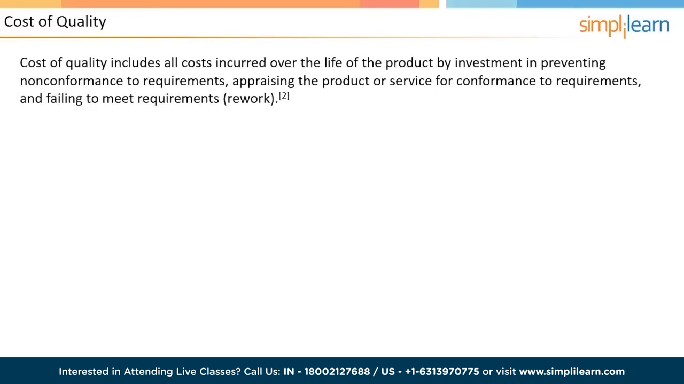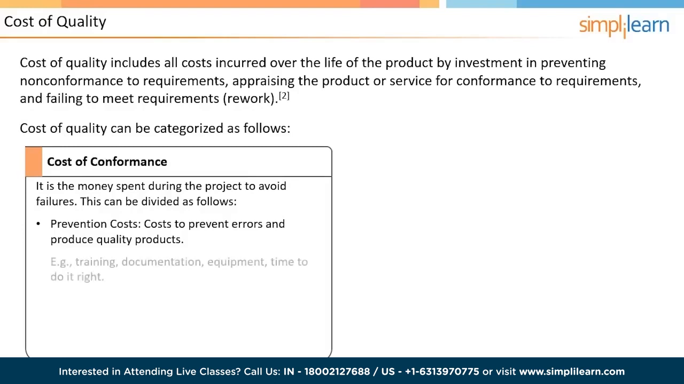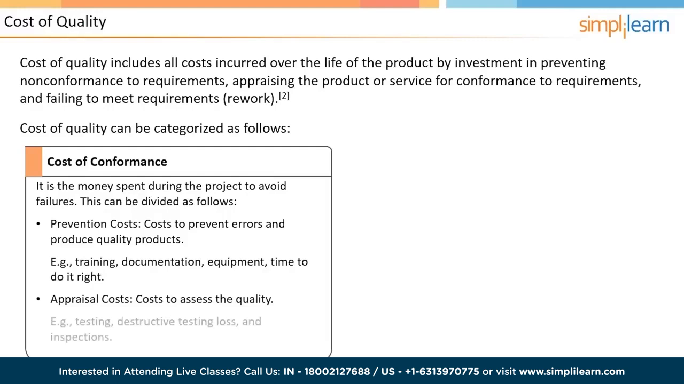Cost of quality is the cost that needs to be incurred to make a quality product. The sum of all the costs incurred in ensuring that the project conforms to requirements is the cost of quality. Cost of quality can be broken down into two major categories. First is the cost of conformance, or the money spent during the project to avoid failures. This can further be subdivided into prevention costs, which is the cost to prevent errors, like training the team, creating documents, on equipment, and in time to do it right. The other subdivision is appraisal costs, or the cost for assessing quality, like testing, destructive testing loss, and inspections.